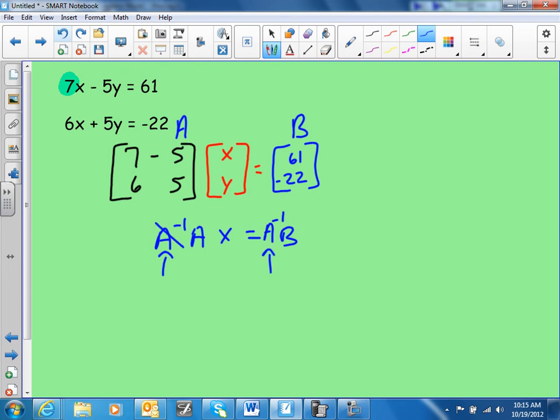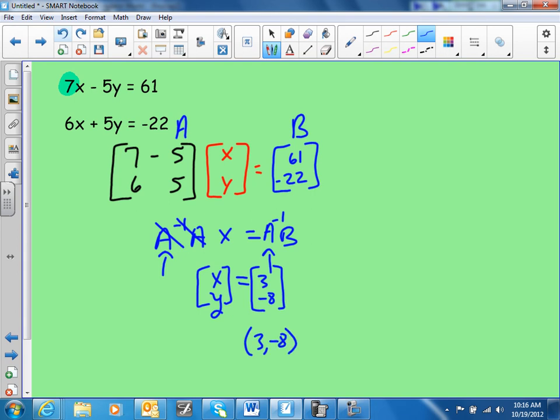These two cancel out to 1x equals. And then whenever you do the inverse of A times B, remember, this is your variable matrix of x, y. You're going to get the answer of 3, negative 8. So that would be 3, negative 8 as your answer.